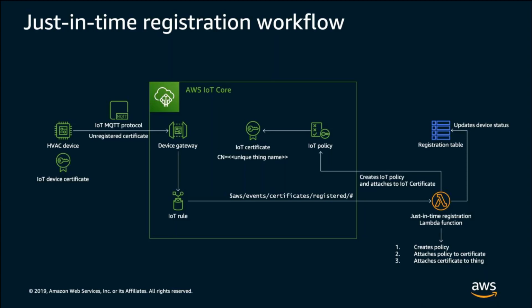Once the Lambda function gets the event message, it is going to create an IoT policy, attach the policy to the device certificate, and attach the device certificate to the thing. The just-in-time registration Lambda function is going to determine the thing name with the common name in the device certificate. So the common name needs to be provided to the device certificate. When everything is done, the Lambda function updates the device status.